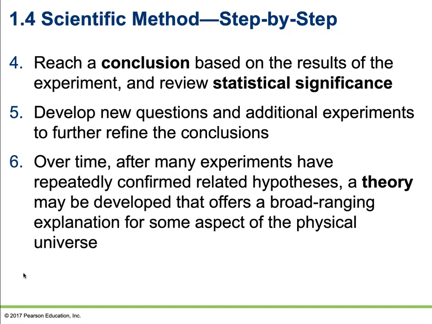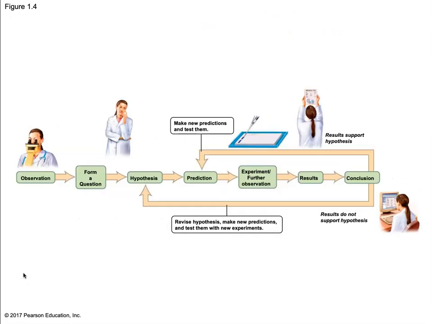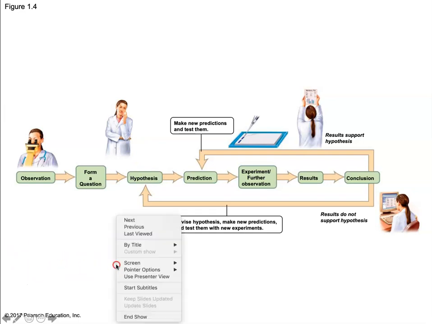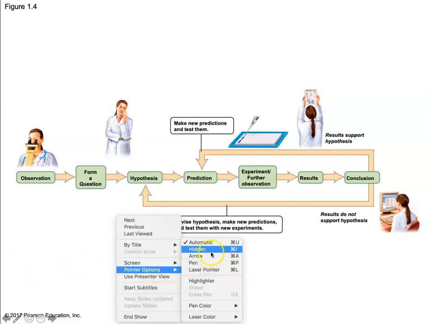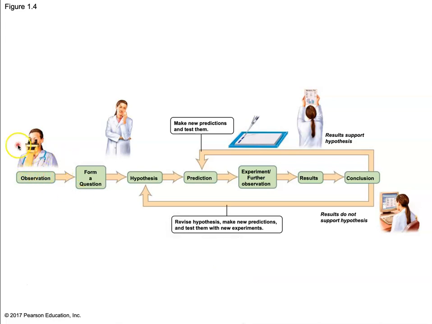Over time, after many experiments have repeatedly confirmed related hypotheses, a theory can then be developed that's going to offer a broad-ranging explanation for some aspect of the physical universe. So here is just what that scientific method is going to look like graphically. Here we start off with an observation, something we observe about the world around us. We then need to formulate a question.